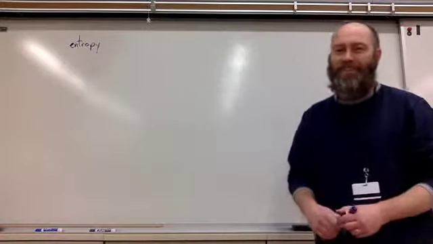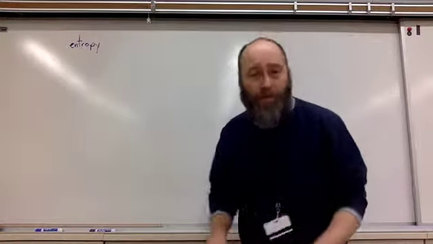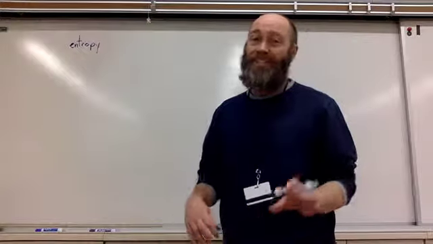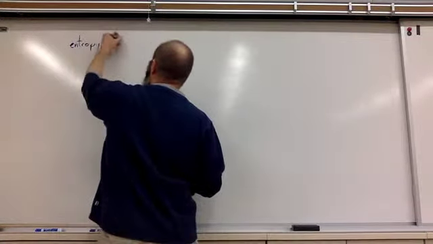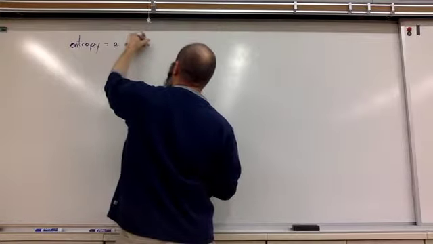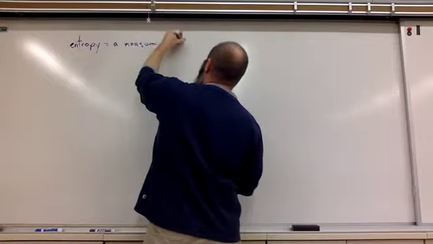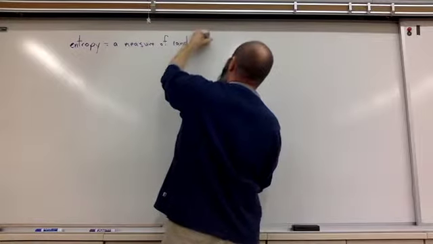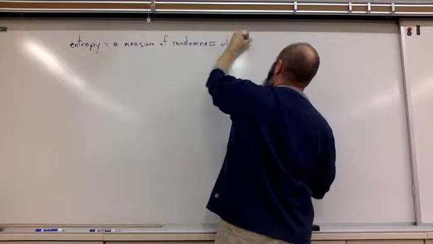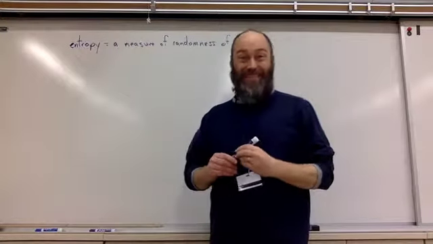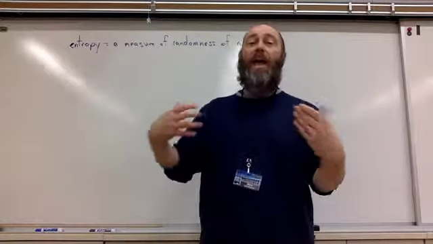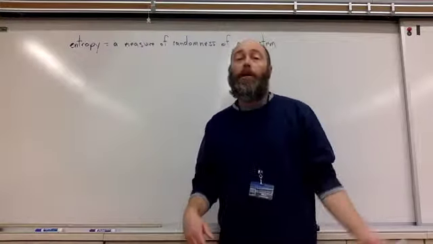Entropy, one definition that you're going to see, which I'm going to avoid using. So actually, I'm not even going to say it. I'm going to say it this way. Entropy is a measure of randomness of a system. Okay, so the more random a system is, the more entropy it has.